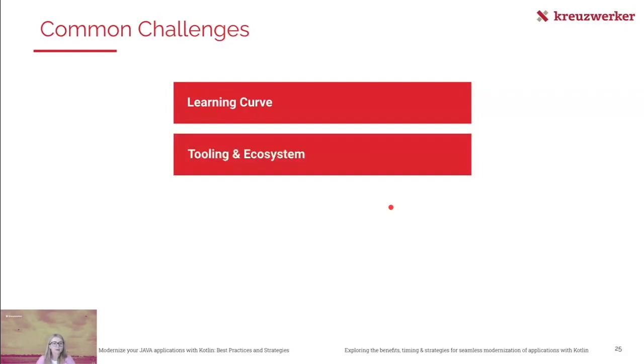While Kotlin has a growing ecosystem of libraries and frameworks, it may not have the same extensive range of tools and libraries as Java, which has been around for a longer time. And some specialized tools or libraries that are widely used in Java may not have equivalent alternatives in Kotlin. And this will require your developers to find workarounds or implement common solutions, custom solutions, sorry.